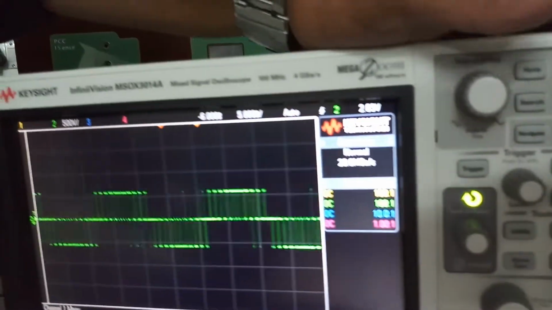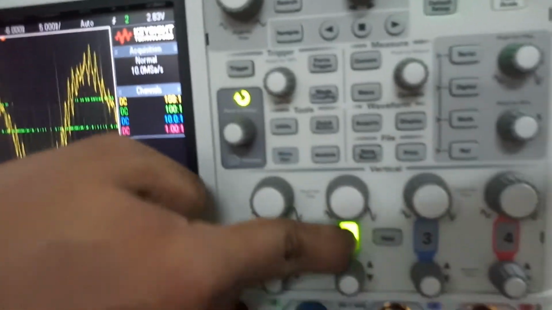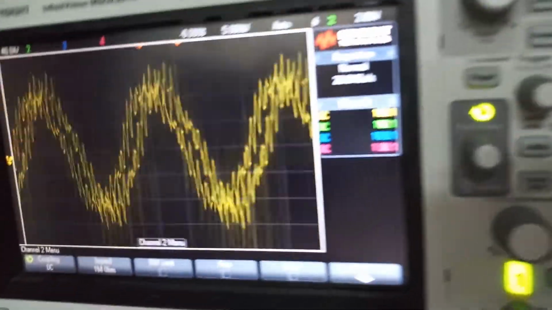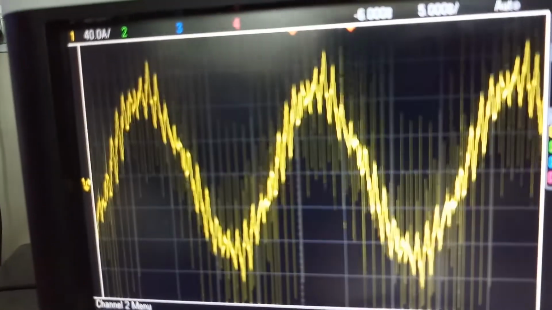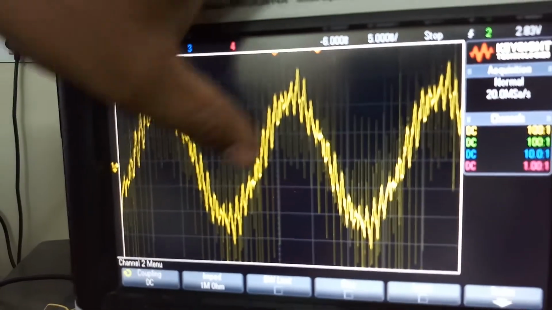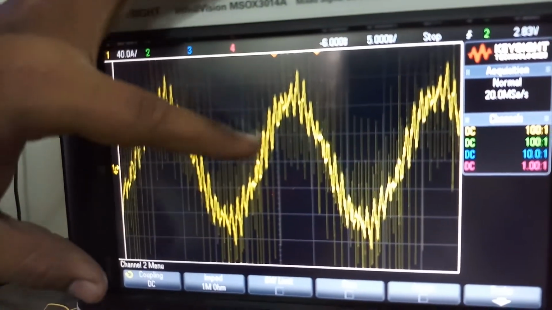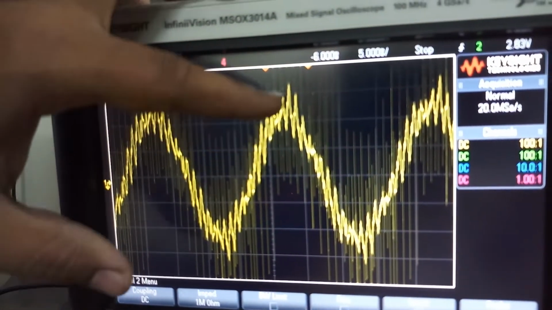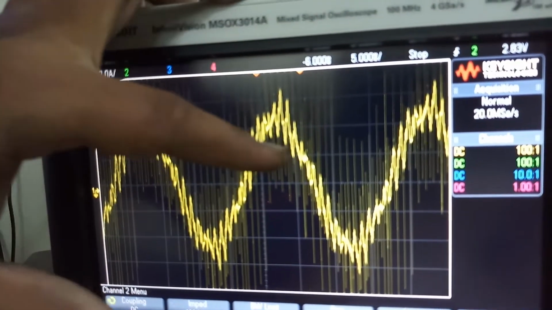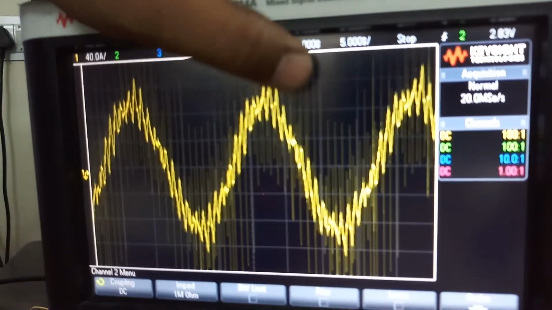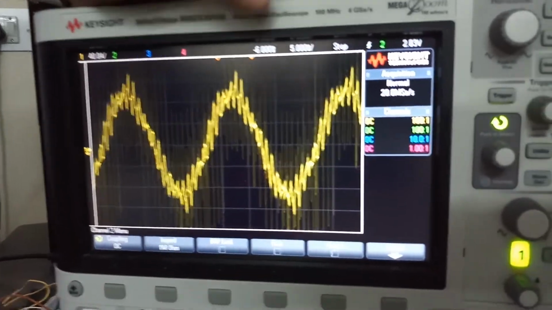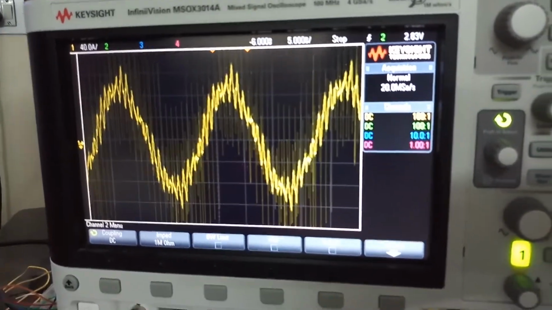And next we see the current waveform. The current waveform will have large ripples. The current waveform is different from the voltage waveform. Since it is an induction motor, there will be inductance which acts as an internal filter of the motor.